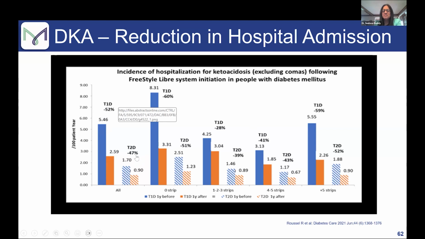But here's what I found the most fascinating. Look at this group. These people were using 5 or more strips. So before they got a CGM, they were already checking 5 times a day. They're those patients who are very adherent, doing what they're supposed to. But even in this group, there was a more than 50% reduction in hospitalizations following the use of CGM.